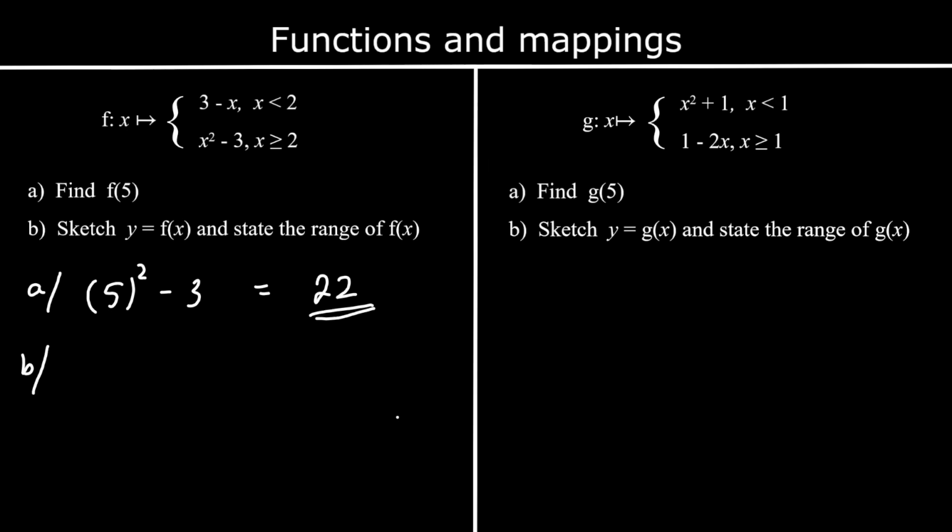So there's no limit on the domain. So when x is less than 2, we've got the graph of 3 minus x. So that's got a y-intercept of 3 and a gradient of negative 1. And it goes up to when x is 2, 3 take away 2 is 1. So this point here is 2, 1.